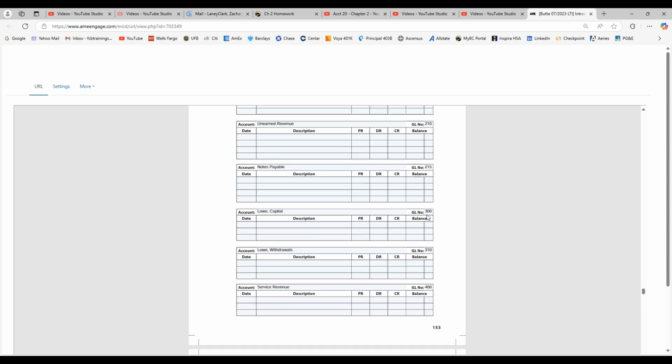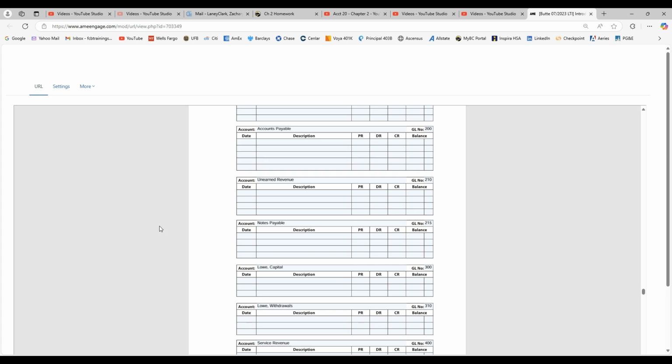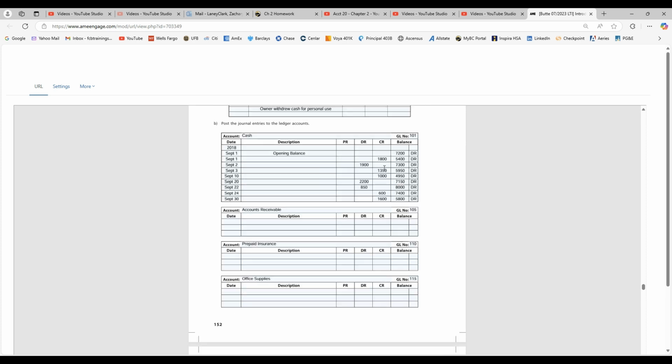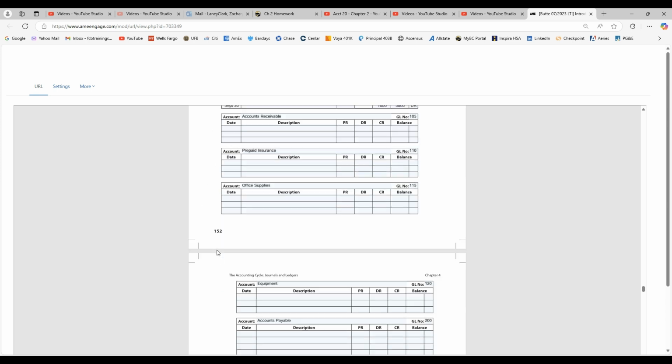A couple things to note. I'll let you all work through the rest of the posting of the journal entries to the ledger. I think that this captures it, or I'll do two more just to make sure I'm not leaving you guys confused. That was an asset account, right? So it has very similar asset treatment, with the debits and credits and DR, and so on and so forth.